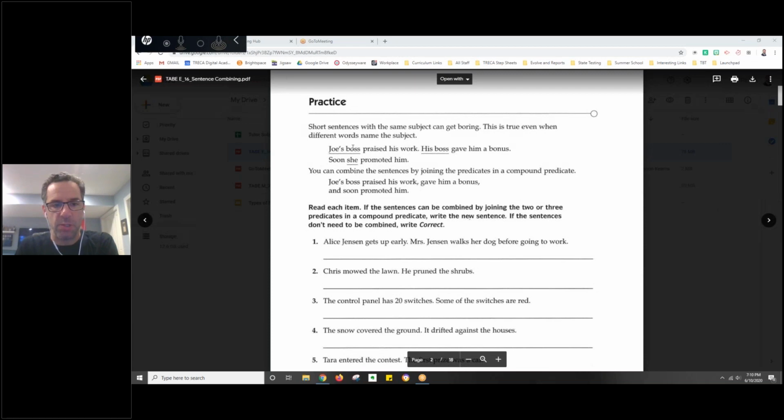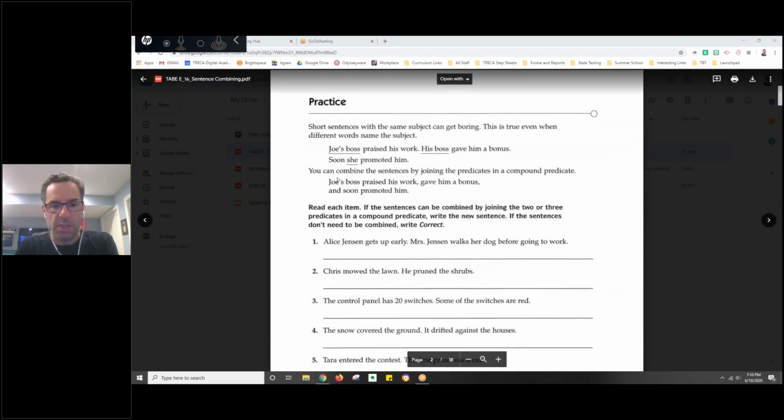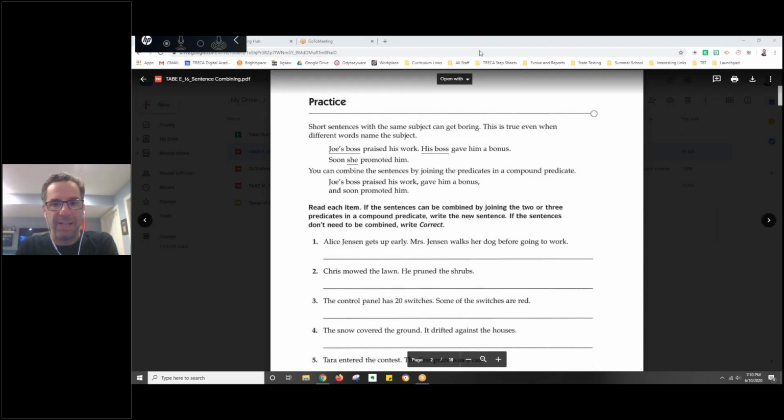So the example says Joe's boss praised his work. His boss gave him a bonus. Soon she promoted him. So it says you can combine the sentences by joining the predicates in a compound predicate. So it says Joe's boss praised his work, gave him a bonus, and soon promoted him. So you see, again, we're combining.